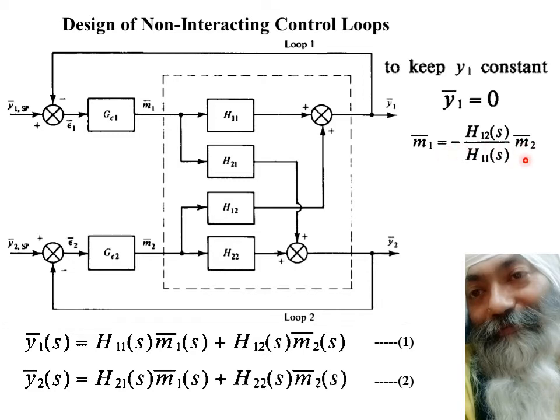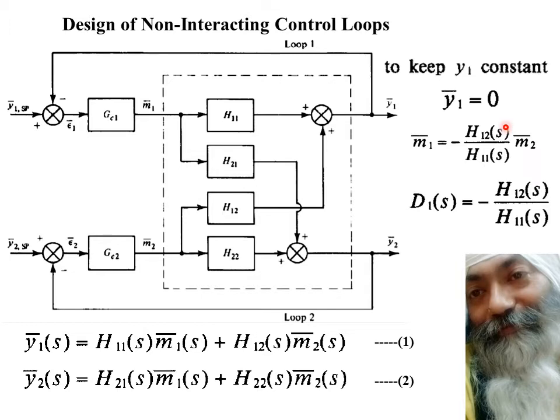So if we are able to somehow anticipate this effect of m2 on m1 and we design something with this term, this is the dynamic term minus h12 over h11. We will take a clue from here and design a dynamic term, and if the process is well known, we have designed one decoupler taking clue from this.